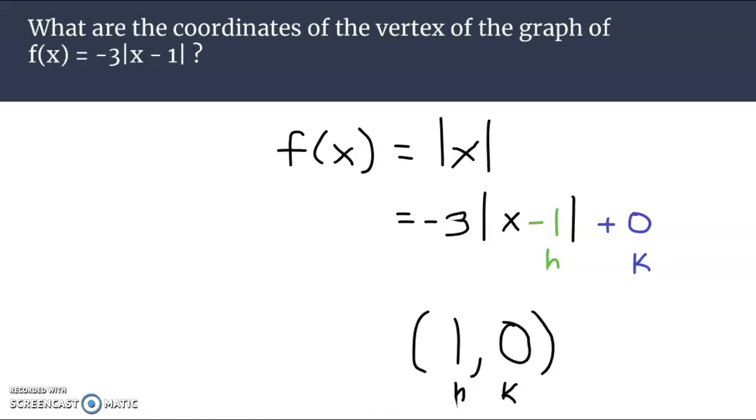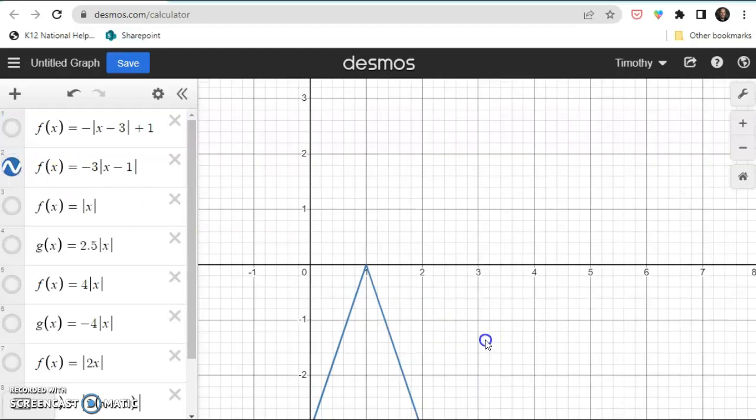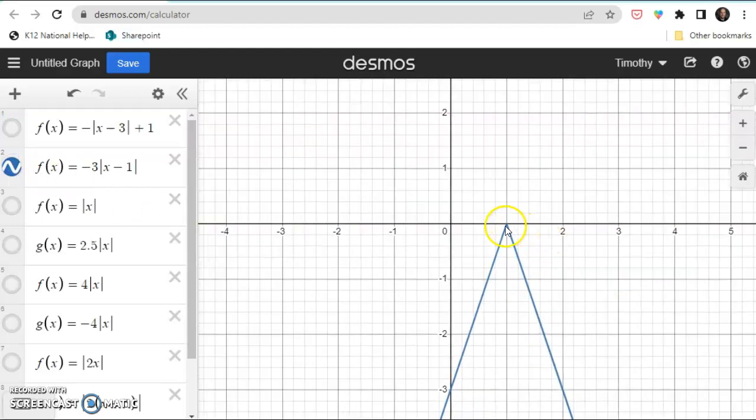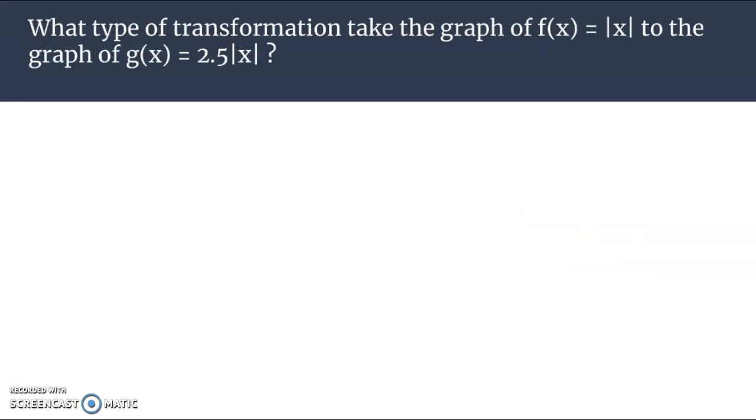Let's go back over to Desmos real quick. Here it is, the second one, -3, absolute value x minus 1. You can see that. Here's our vertex right here at 1, 0. You can verify that for sure. So you can either look at it through Desmos and see it graphically, or just know what the equation is telling you with the HK. Alright, look at another one here.